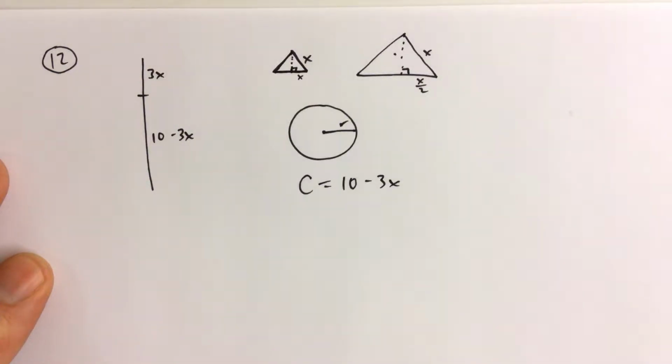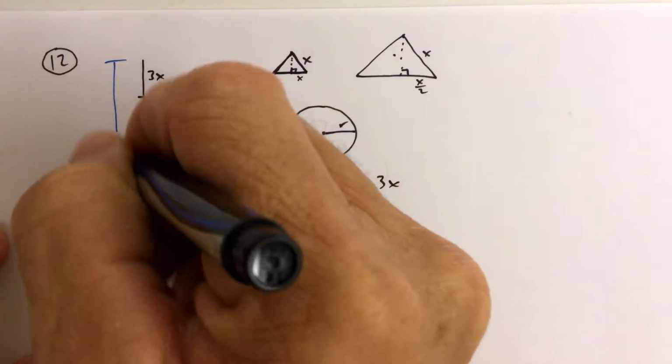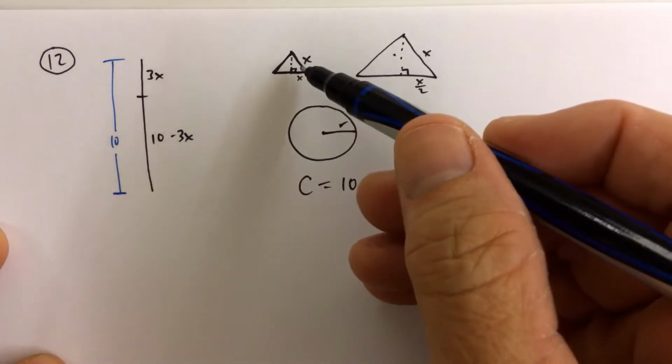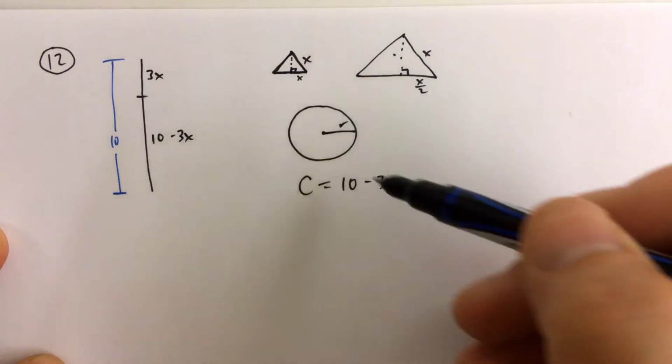For problem number 12, similar to number 11, we're taking a piece of wire that's 10 meters long, cutting the wire and forming an equilateral triangle with one piece of the wire and forming a circle with the other piece of the wire.